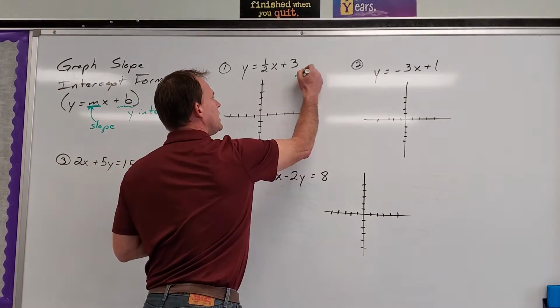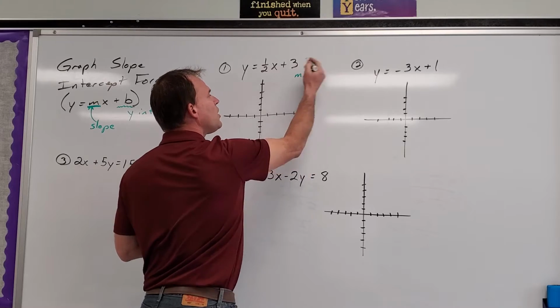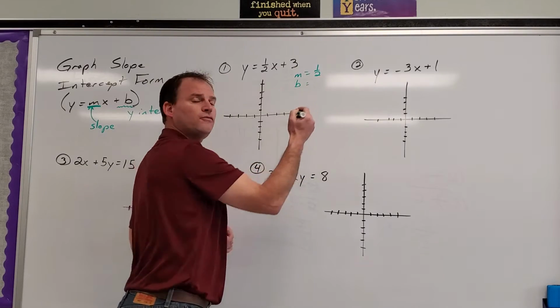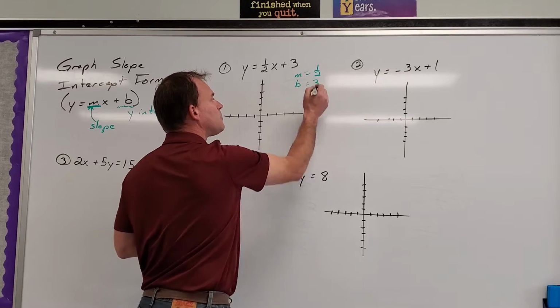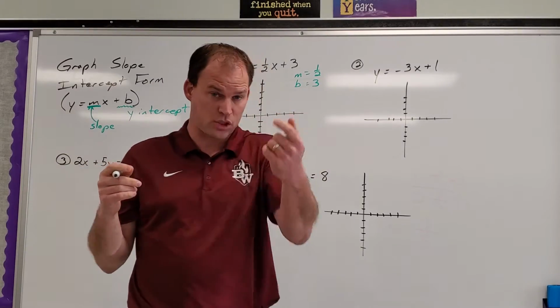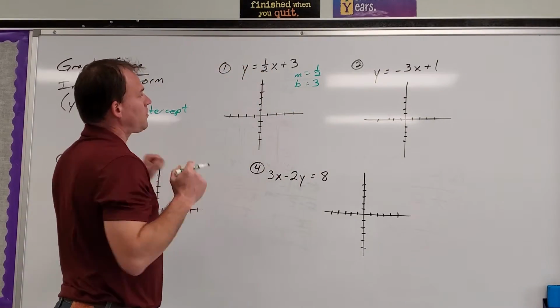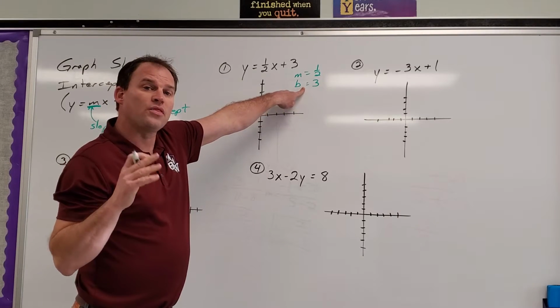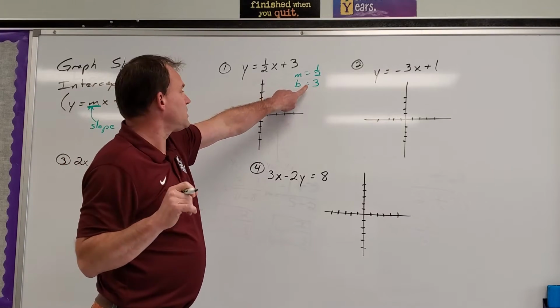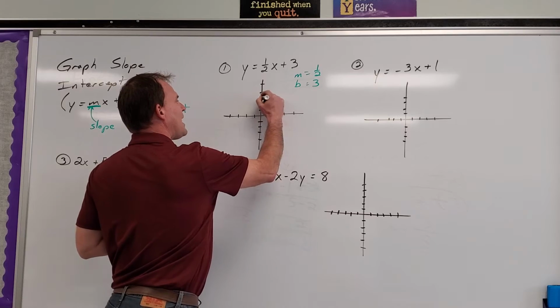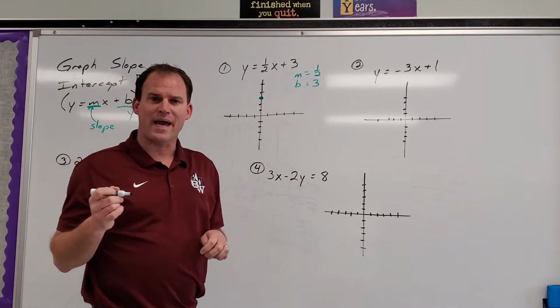The slope here is 1/2. The y-intercept, we use the variable b for y-intercept. The y-intercept is +3. So again, I'm writing that down just so I can identify it, and then I'm going to put it on my graph. We start with the y-intercept. That's the first thing you put down. I am putting a point at +3 on the y-axis.